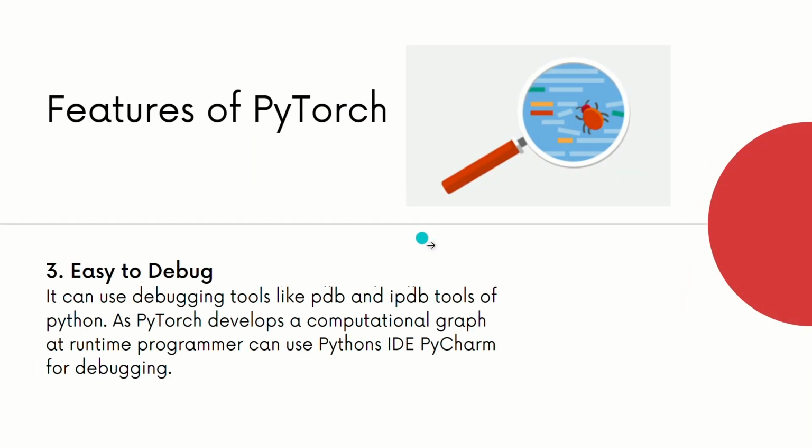So third feature, it is very easy to debug. It can use debugging tools like PDB and IPDB tools. We'll see about them in the next slide. As PyTorch develops a computational graph at runtime, a programmer can use Python's IDE PyCharm for debugging.